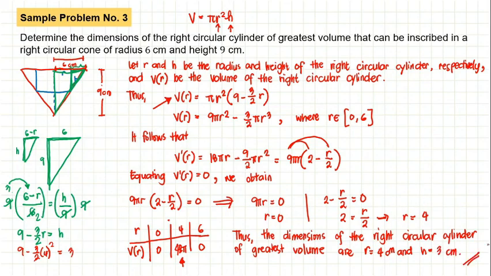And that ends our solution. So from that, we have come up with the dimensions of the right circular cylinder of greatest volume. And those are the radius equal to 4 centimeters and the height 3 centimeters. Okay? So that ends our solution for problem number 3. And this also ends our discussion in solving optimization problems. I hope you have learned something. Thank you for watching.